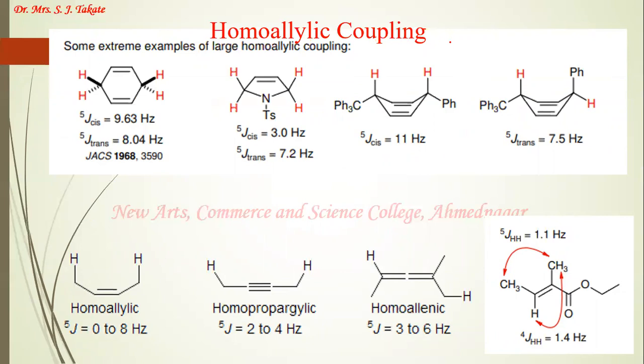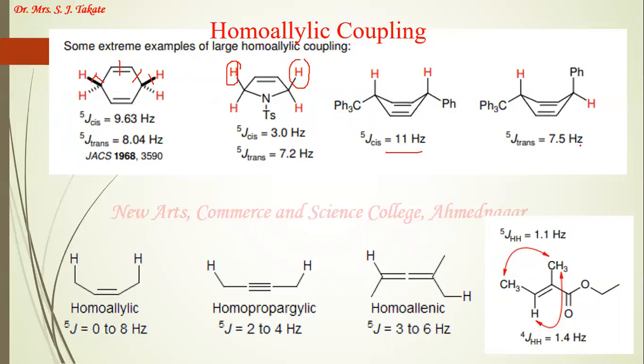Homoallylic coupling is an example of a 5 bond coupling. Look at this: 1, 2, 3, 4 and 5. The two protons are separated by 5 bonds here. So it's a J5, or 5 bond coupling. This is another example of 5 bond coupling. You will notice that there are 5 bonds present in between these two coupling partners: 1, 2, 3, 4 and 5. This is another example of 5 bond coupling.